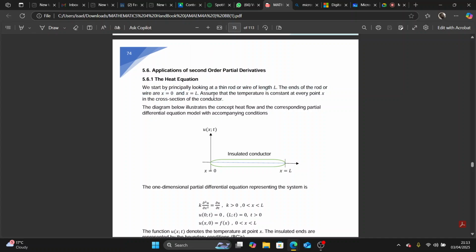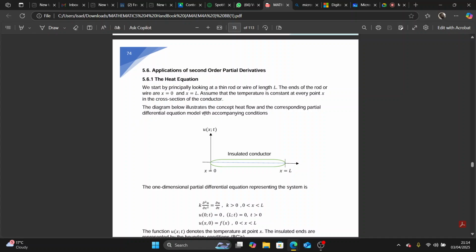The English makes sense here. Assume that the temperature is constant at every x point. It means along every position here. Do you see what I mean? From x equals 0 to x equals L, it simply means you have different values of x in between. Those values of x are the ones where they say the temperature is constant. So even if it's x equals 1, x equals 2, the temperature is the same.